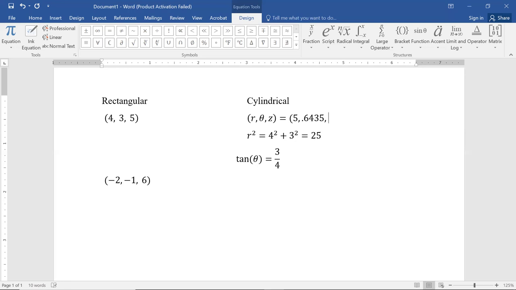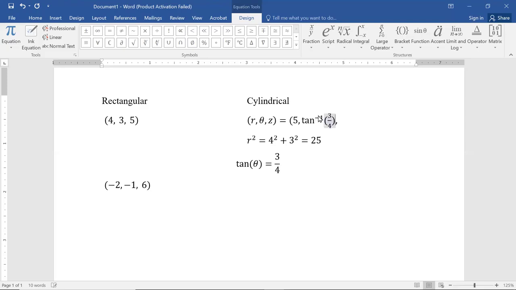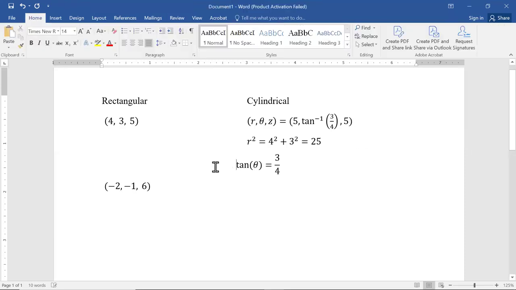That's what my theta is. Or if you wanted an exact answer, you could write that as tangent inverse of 3/4. Okay. And then lastly, the z value for rectangular is the z value for cylindrical. So we get 5 in both cases.